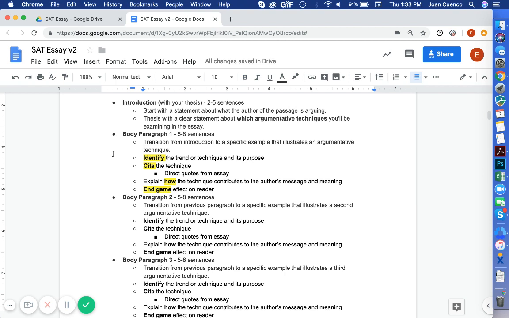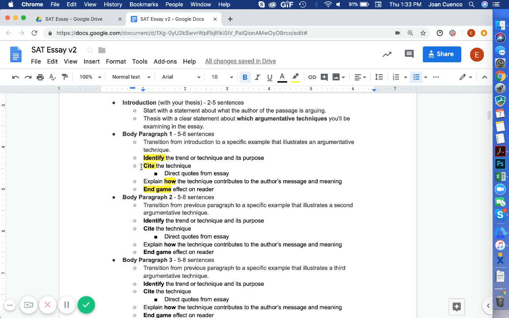Okay, so starting with body paragraph 1, you'll identify the rhetorical technique. Let's say I've chosen poetic language or visual imagery. So that's what I would identify as my first technique.